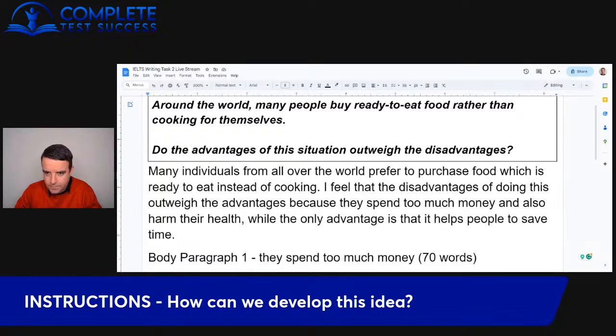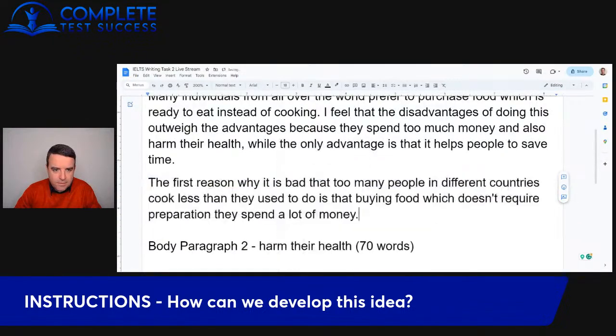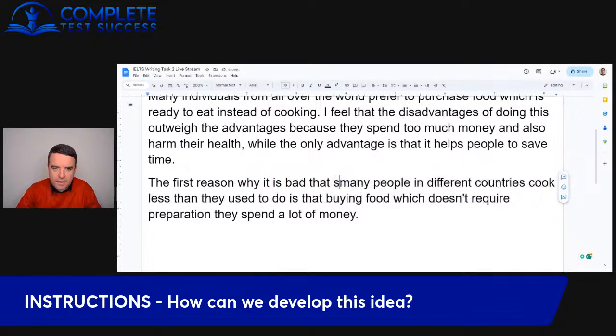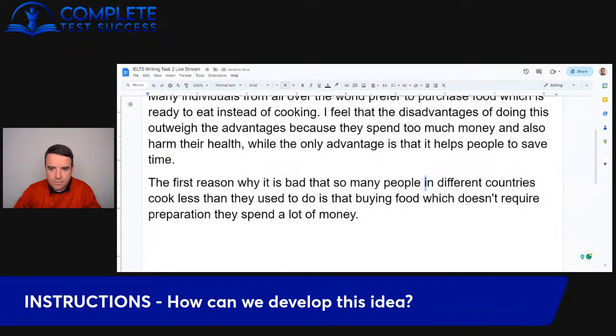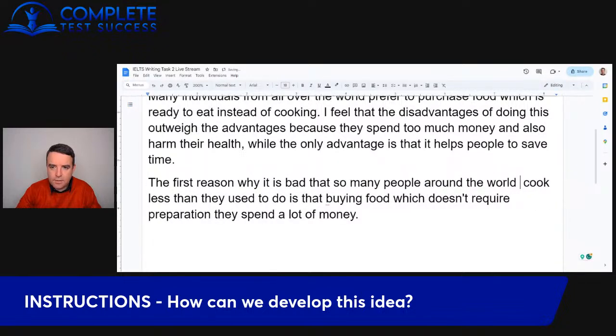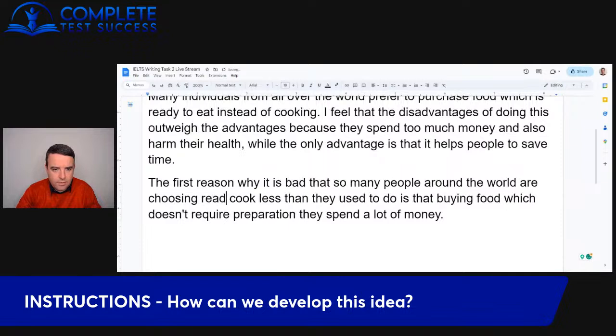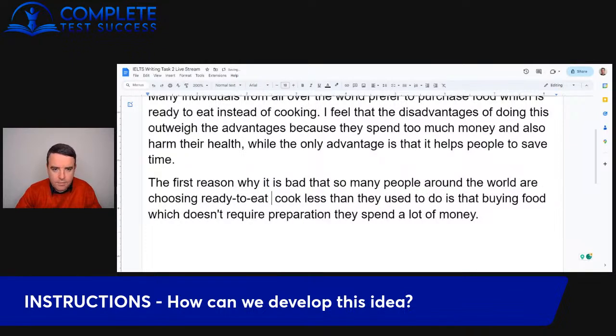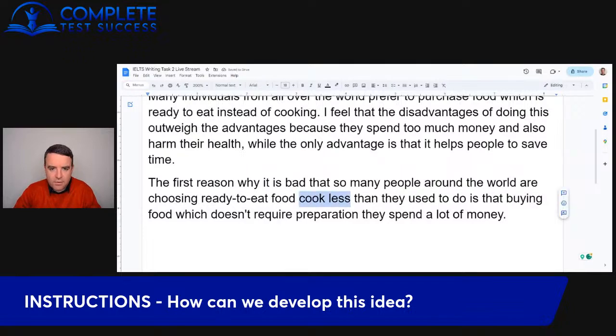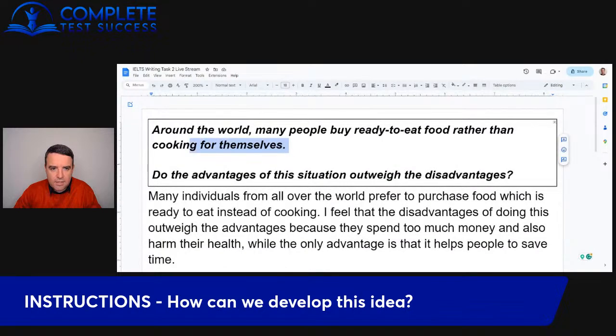Okay, so Dimitri again. And we can pop this in here. Now, it's not long enough, but it's definitely a good start. So the first reason why it is bad that so many people in different countries, so many people around the world are choosing ready-to-eat food. Now, the reason I'm changing this is you said that they cook less. And I think you're right. We can make that assumption that many people buy ready-to-eat food rather than cooking for themselves.